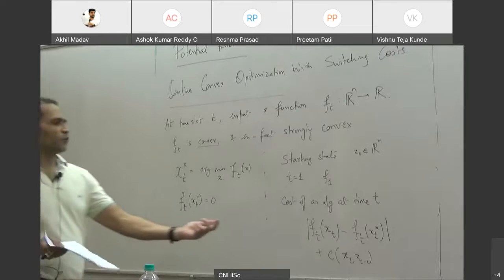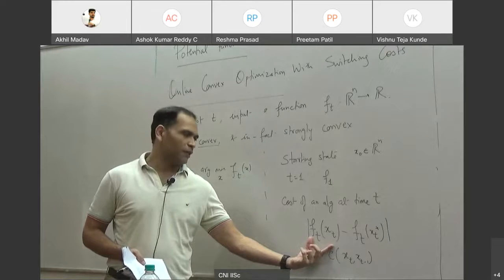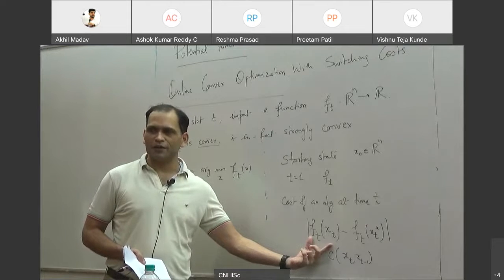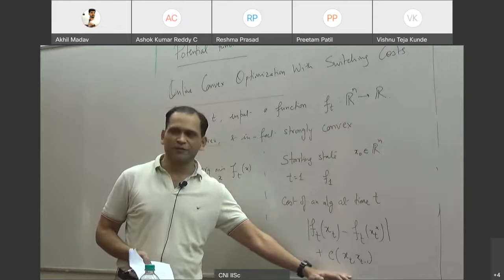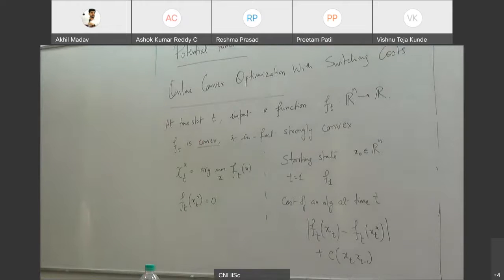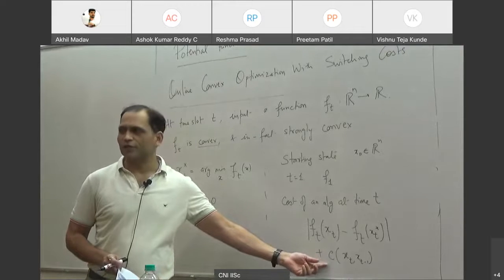And f_t is going to be some quality of service. So if the demand rises, you would like the servers to also increase, but you don't want to increase too much. So you want to keep this smooth in some sense. You would not want to have wide variations in the number of servers under operation. So even at the cost of being suboptimal, you don't want to change it too much.